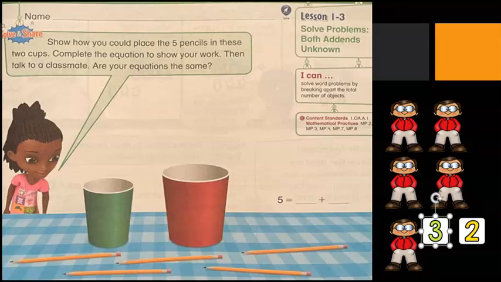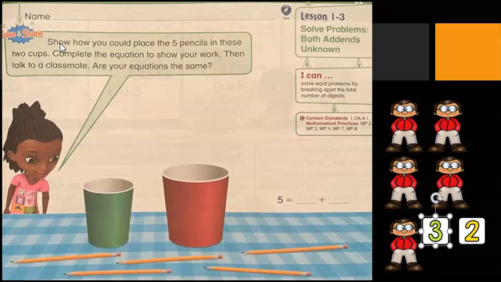So, we're going to look at our problem up here and we're going to read the question here because here's Jada again, okay? Jada gave us a problem here that we need to solve. And looks like she put two cups here. You see these two cups? One is red, one is green. And it looks like there's pencils here. Okay? Before we can do anything, we have to read up here and see what Jada is telling us.